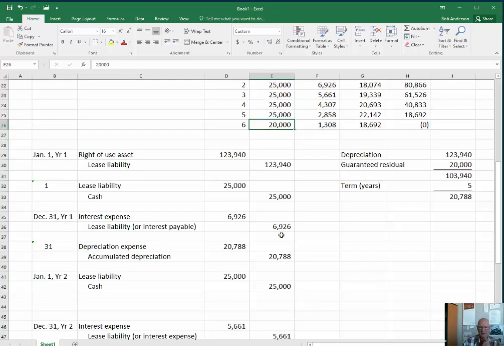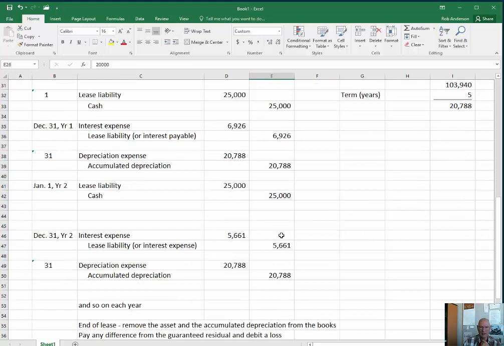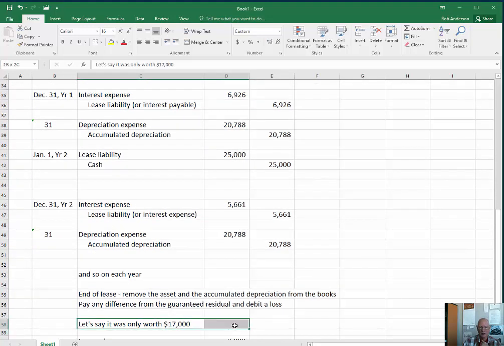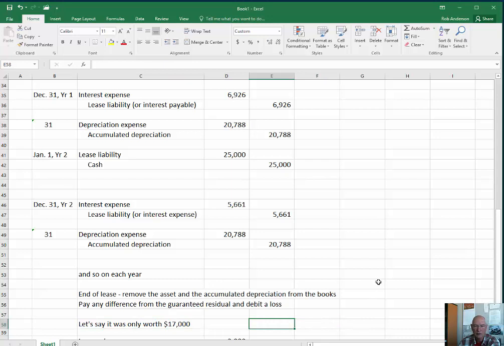So let's say that at the end of the lease, your equipment is only worth $17,000. So you've agreed with the lessor, and you have to pay the difference to 20. So you have to pay $3,000 cash when you finalize this lease. So we're going to do 2 things. We're going to pay the money. Well, 3 things. We're going to make the final lease payment. We're going to finalize the lease, and we're going to take the asset and related accumulated depreciation off the books because we don't have it anymore.